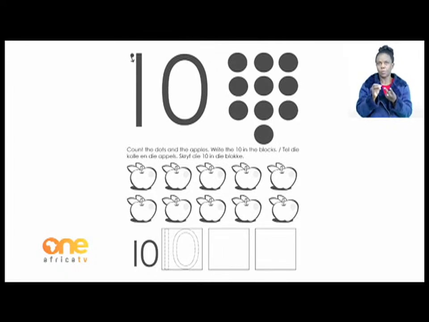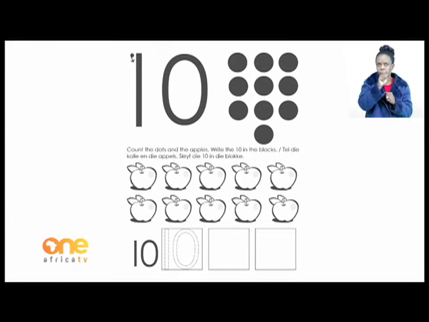You draw the number 1 exactly the same way, starting from the top, going down. I want you to take your pencil or your finger and draw the number 1 in the air. Well done. Then I'd like you to draw the number 0. And remember, it is nice and round. We also have the apples and the dots that you can see on the paper.